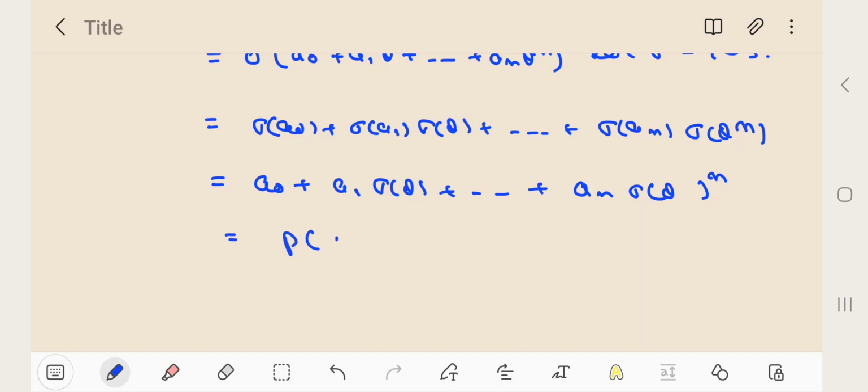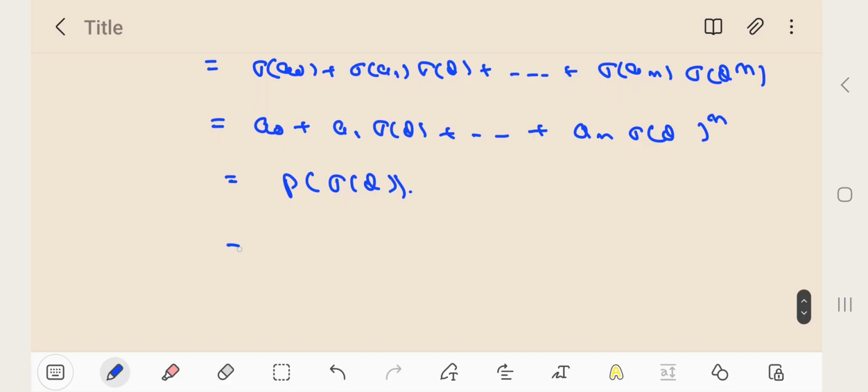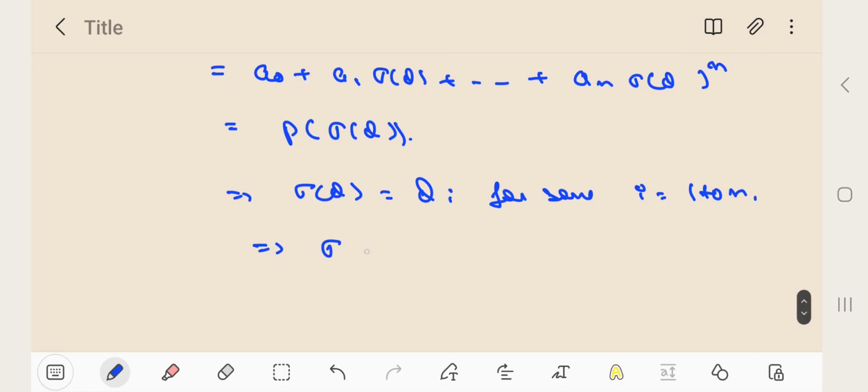So this is nothing but p of sigma theta, which implies that sigma theta equals theta i for some i from 1 to n, because sigma theta also comes out to be a root of p, and therefore it must equal one of these theta i's. Clear? And so that implies sigma equals sigma i for some i.